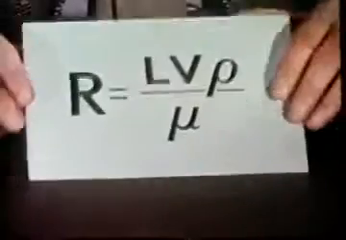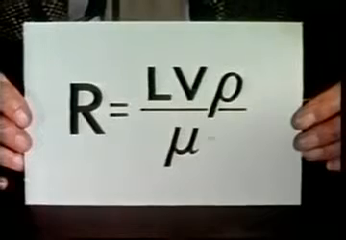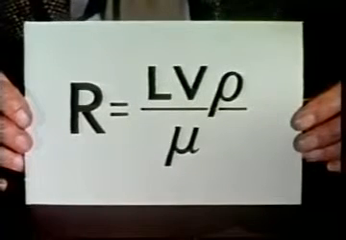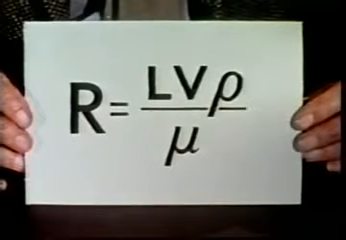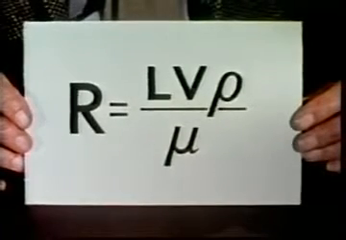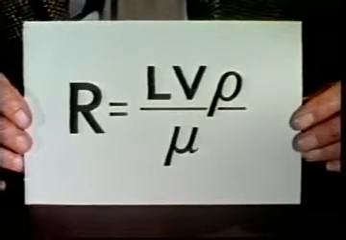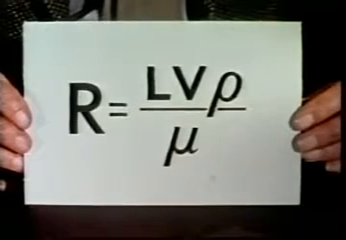Low Reynolds number flows are those in which inertia plays only a very small part in the conditions which determine the motion. Reynolds number for a flow which is characterized only by density and viscosity is defined as R equals L V rho over mu. Here L is a length characteristic of the field of flow, V is a characteristic velocity, rho and mu are the density and viscosity of the fluid.